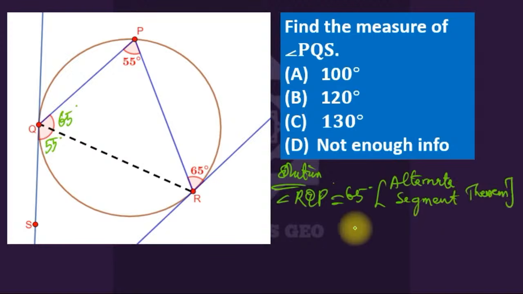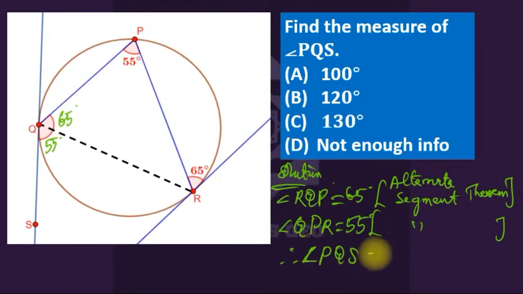Also, angle QPR is 55 based on that same alternate segment theorem. Therefore, the angle we are looking for, which is angle PQX, is 65 plus 55, which is 120. So option B.